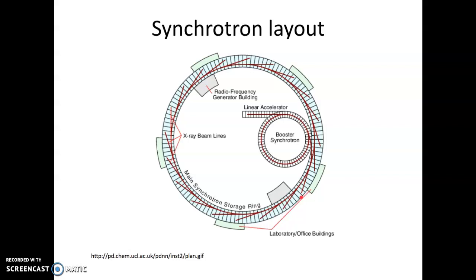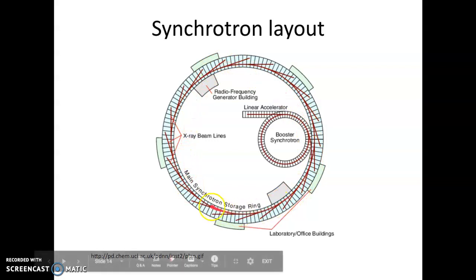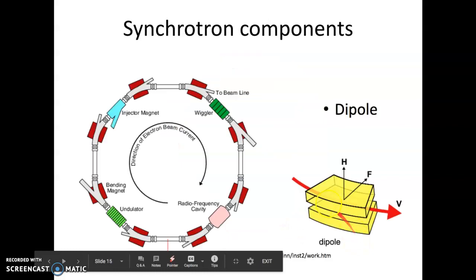So here the charged particles originate in a linear accelerator, they get boosted up in a smaller synchrotron, and then get fired into a much larger storage ring. In that storage ring, they get circulated around many times, and each time they're building up more and more speed, more and more energy.